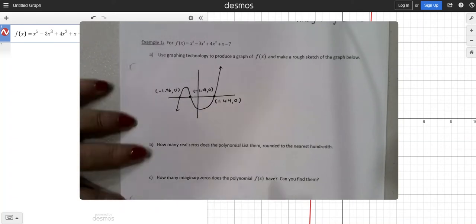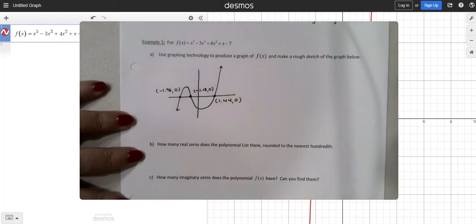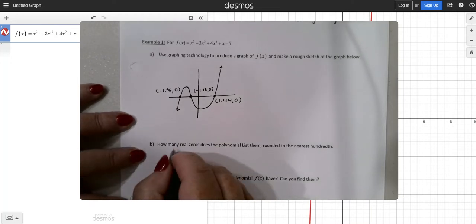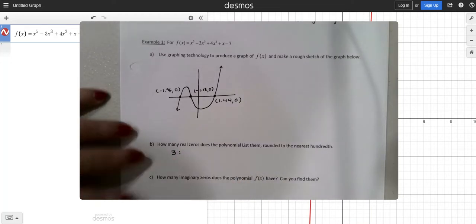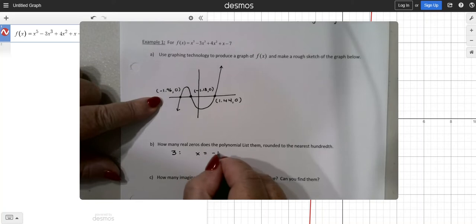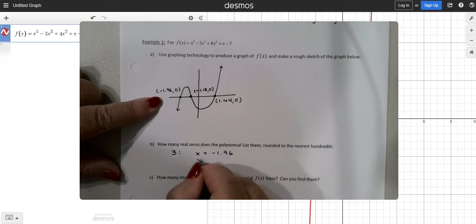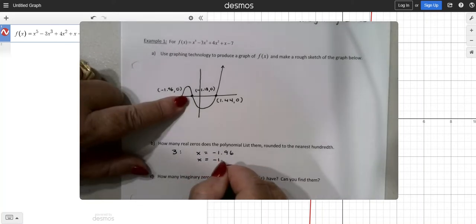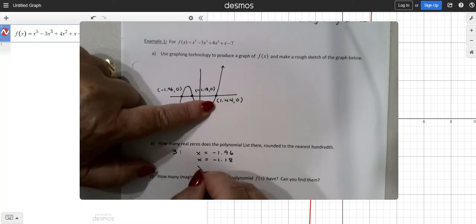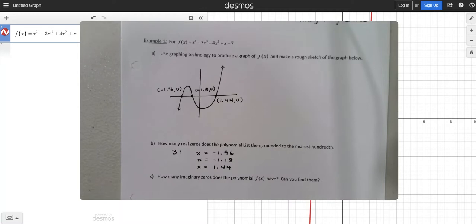All right, so since there were 3 x-intercepts, there are 3 real zeros: x equals negative 1.96, x equals negative 1.18, and x equals 1.44. Now we know those are all rounded off values. We rounded to the nearest hundredth. The exact values are probably decimals that go on forever. They're probably square roots or cube roots or something that we just don't know at this stage. We can't find that out using the graph.